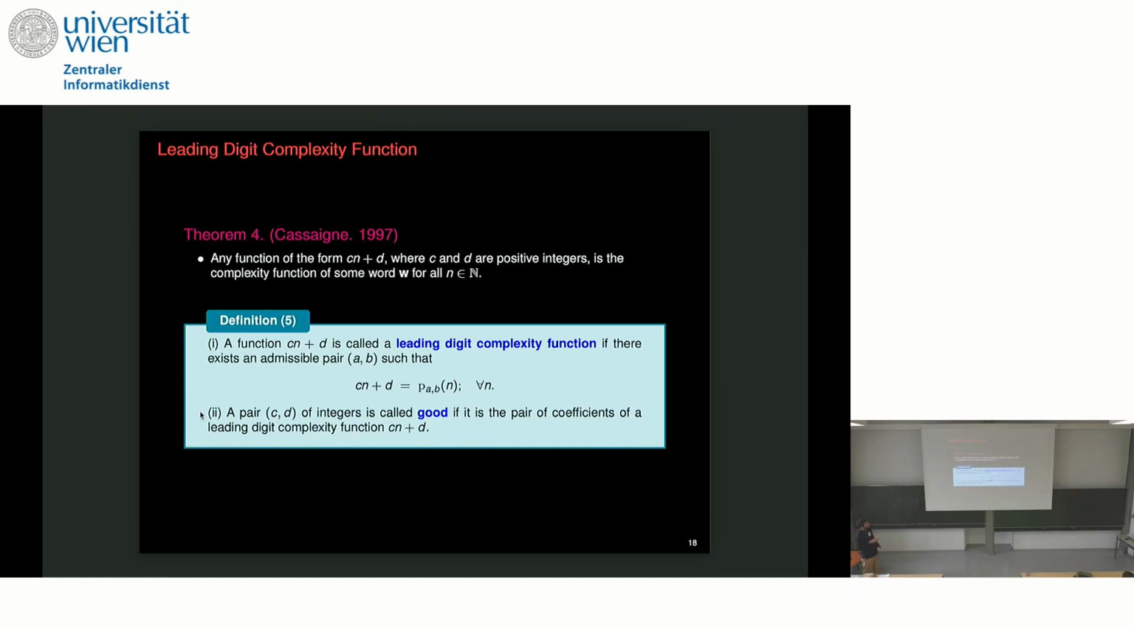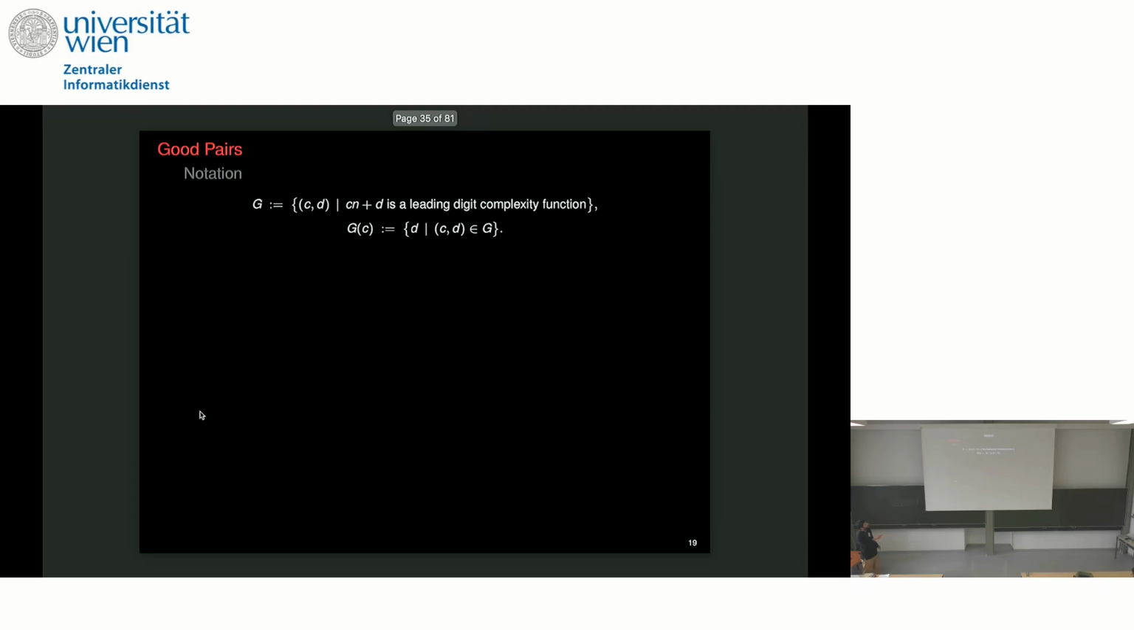So we have one definition. We call this function the leading digit complexity function. We can find C and D such that it is a to the power of the most significant digits. We call C and D a good pair if we can find such C and D. And we have one notation, which is the set of all of these pairs that should be good pairs.